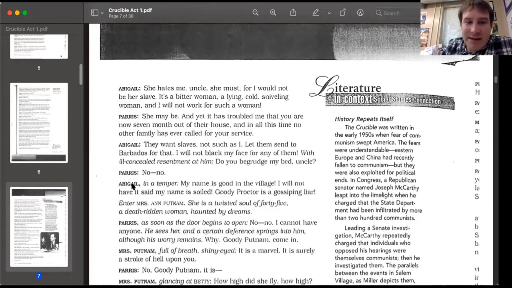We see Abigail say, in a temper, "My name is good in the village. I will not have it said my name is soiled. Goody Proctor is a gossiping liar." And so far, Paris has interacted with a couple other people. He uses his anger, and he's able to get those other two people to kind of back down. He tries to push Abigail, and Abigail pushes back. So that is it for so far.